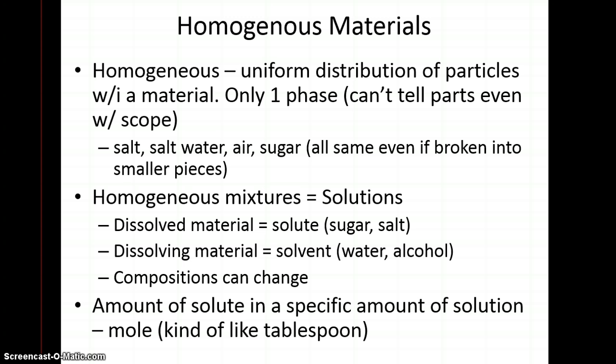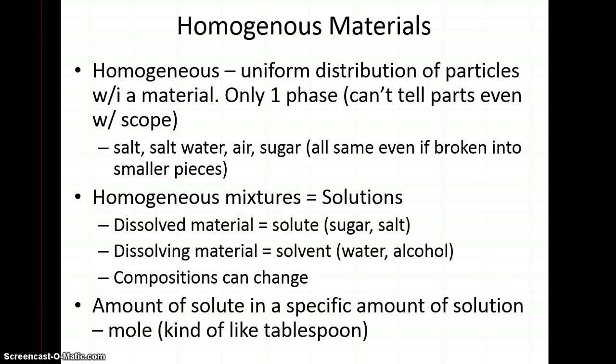Okay, homogeneous materials, a little bit more complicated. Homogeneous means the same, or uniform. So there's a uniform distribution of particles within the material. There's only one phase because we cannot tell apart the other ones. We can't see that there's more than one thing there, even if we have a microscope.